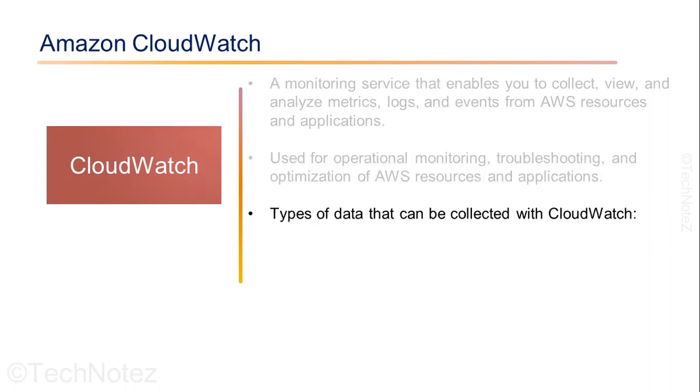There are different types of data that can be collected with CloudWatch. Metrics are data related to the performance and behavior of AWS resources, such as CPU utilization, network traffic, and disk usage. Logs. Logs are events and messages generated by AWS resources and applications. Events. Events are data related to the changes and events that occur within your AWS resources and applications. CloudWatch records all this data for your applications and resources.